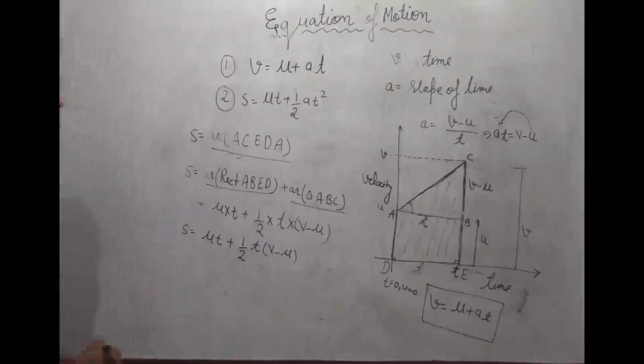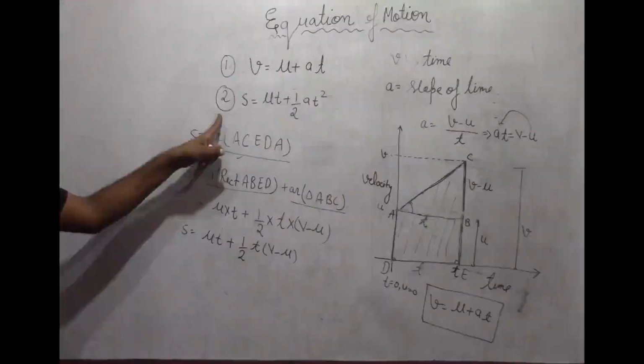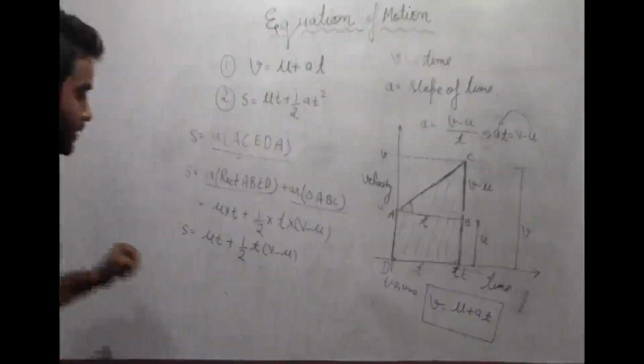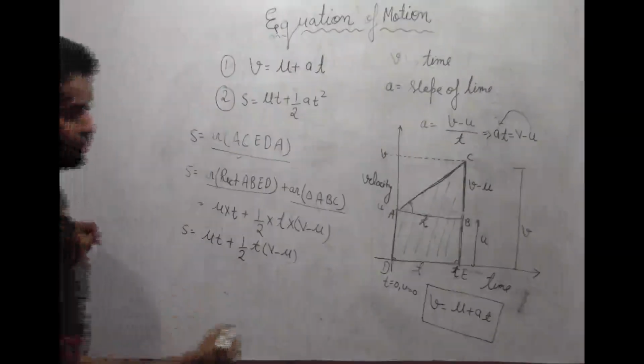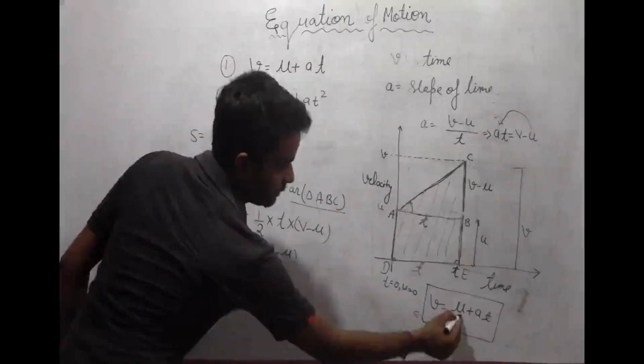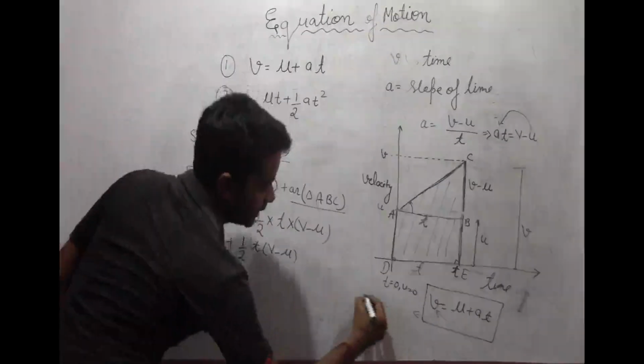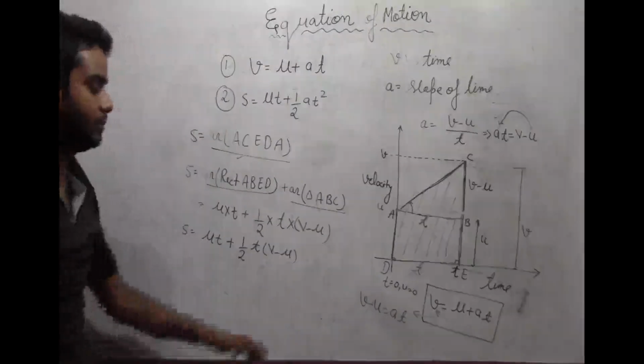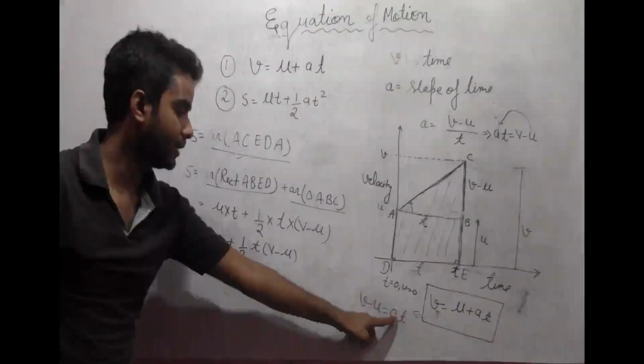Your equation has become this one, but your second equation of motion is S is equal to ut plus half times at square. Now from the first equation of motion, v minus u is equal to a into t. This means you may replace v minus u by at.